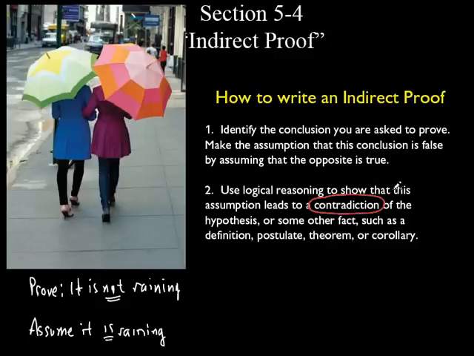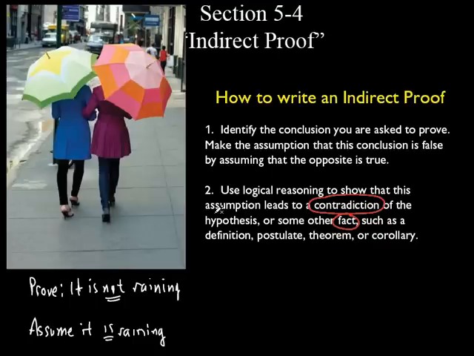So use logical reasoning to show that this assumption leads to a contradiction of the hypothesis or some other fact, such as a definition, postulate, theorem, or corollary. Now, we don't really have a definition, postulate, theorem, or corollary when we talk about this raining situation. We will use that when we talk about the geometry. But for right now, we want to use logical reasoning, use facts, use our thinking ability to come up with a contradiction. So what was our situation? We're sitting in the house, we see the person coming in the house, and there is no rain. The umbrella is dry, the clothes are dry, the shoes are dry, everything is dry.